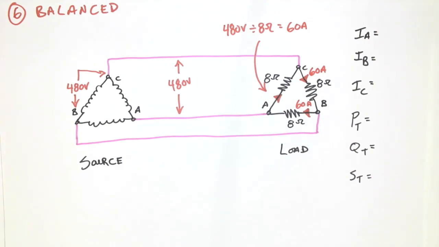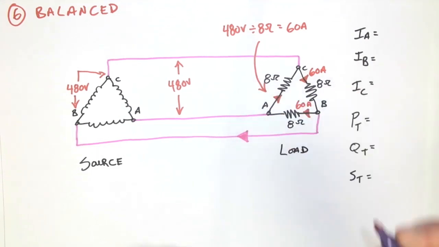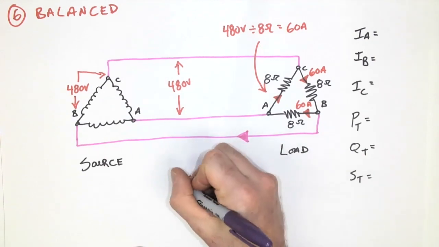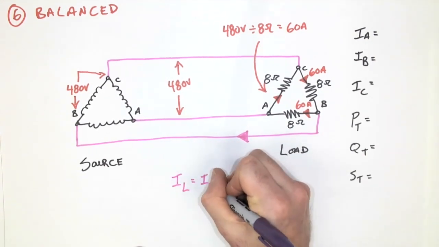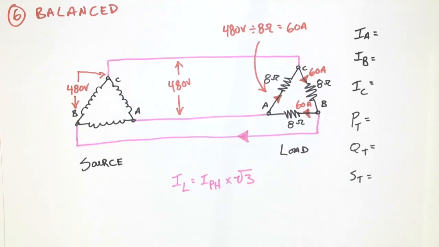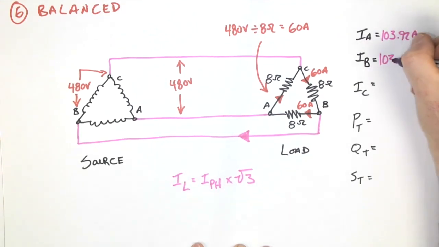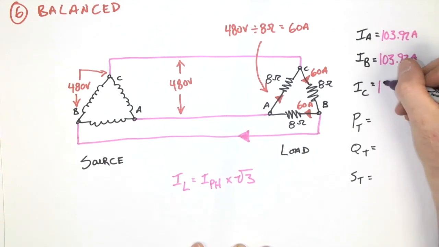Now, if we want to determine the value of current that is flowing in the line, well, in delta, that would mean that we have to increase the value of that phase current by root 3. So I line is equal to I phase times root 3. And if we have that, then we simply take 60 times root 3, which gives me 103.92 amps. Since all the loads are identical, each of the lines will have exactly the same value of current.